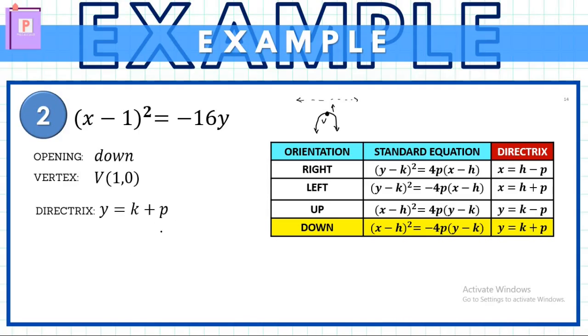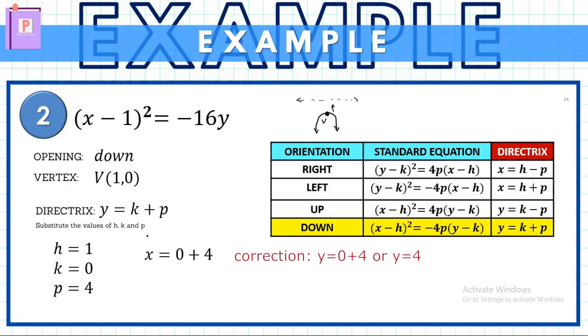Next, p, because p is the number of units that we need to take note of before we plot either the focus or the directrix. Now let's identify the values of h, k, and p. h is 1, k is 0, p is 4. So let's substitute the values, copy y equals, k is 0, and then p is 4. So simplifying that, we'll have y equals 4.